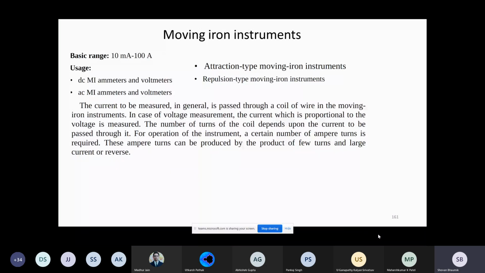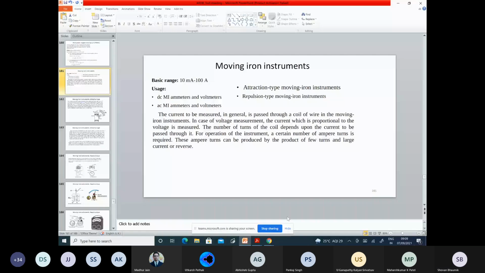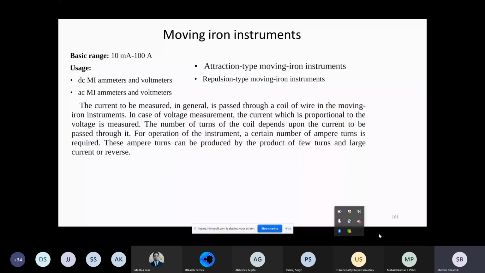Now we'll move to another type of instrument, which we call the moving iron instrument. What we read in the PMMC instrument is that it is only for DC, to measure with ammeter, voltmeter and all those things for DC. But the moving iron instrument is for both AC and DC. That is one big advantage, that you can measure AC also.